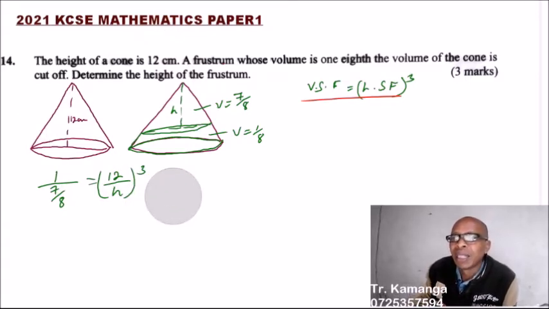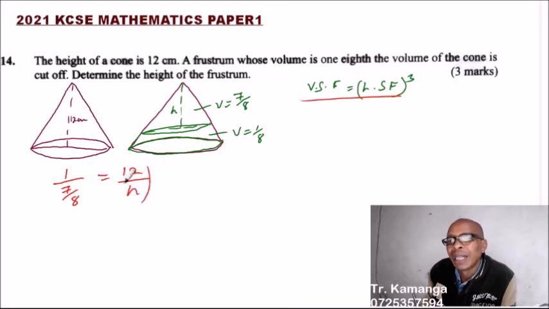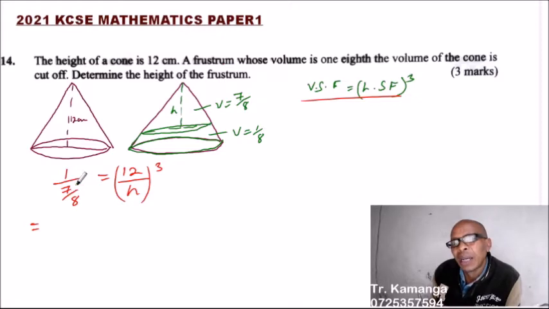Let's correct that. Volume scale factor: we start with the volume of the big cone, which is 1, divided by the volume of the small cone, 7/8, is equal to the height of the big cone, 12, divided by the height, all cubed. So 1 divided by 7/8 is the same as 1 multiplied by 8/7. So we say 8/7 is equal to 12 over height cubed. So we get the cube root of both sides.